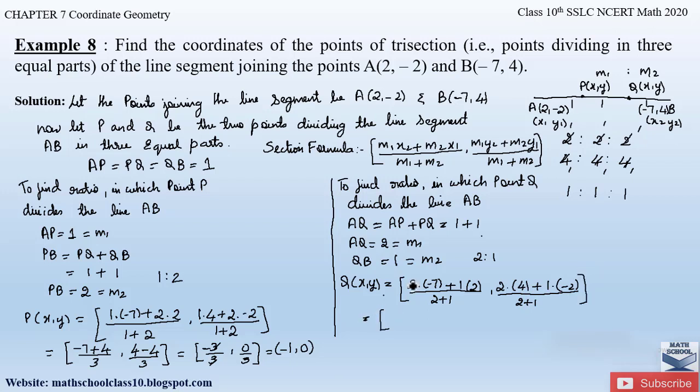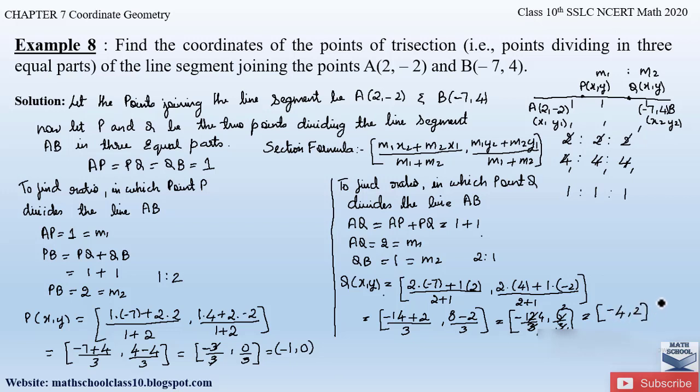So this will be 2 into minus 7 is minus 14 plus 2 into 1 is 2 divided by 2 plus 1 is 3. Similarly here 4 into 2 is 8, then minus 2 into 1 is minus 2 divided by 2 plus 1 is 3 again. Okay, so minus 14 plus 2 we have to subtract with a greater number sign. So 14 minus 2 is minus 12 divided by 3, comma 8 minus 2 is 6 divided by 3. So this will be 3 1 times, 3 4 times, again 3 1 times, 3 2 times. So therefore the coordinate here will be minus 4 comma 2.